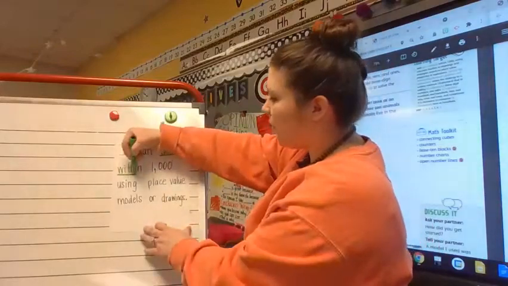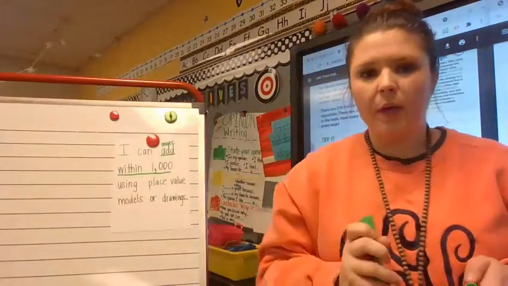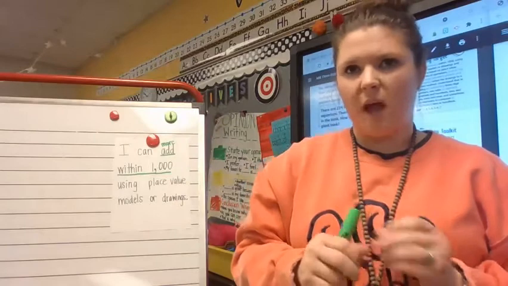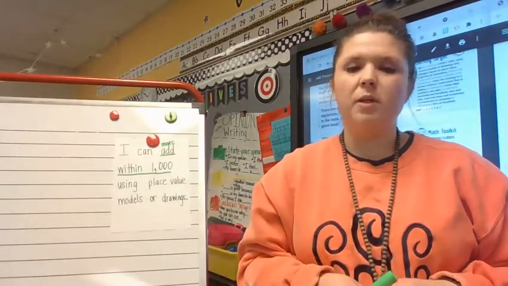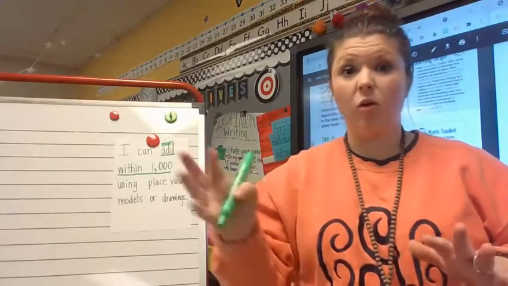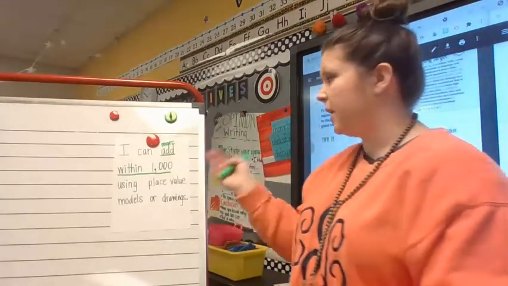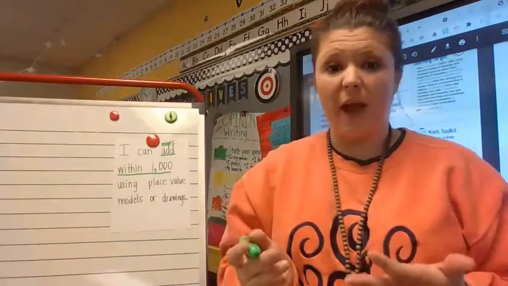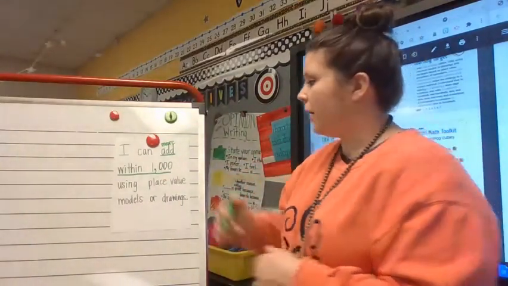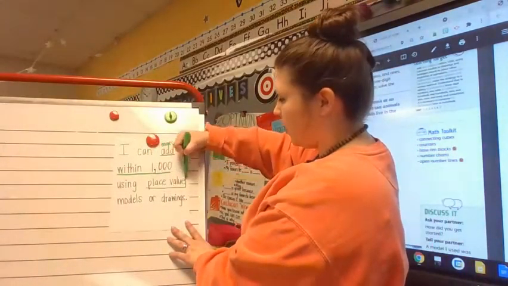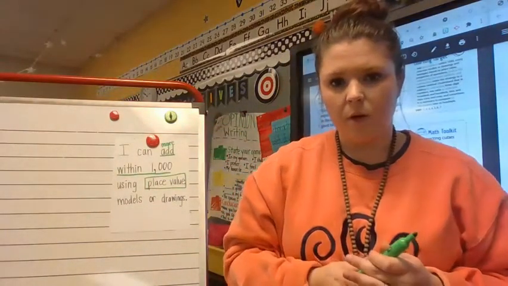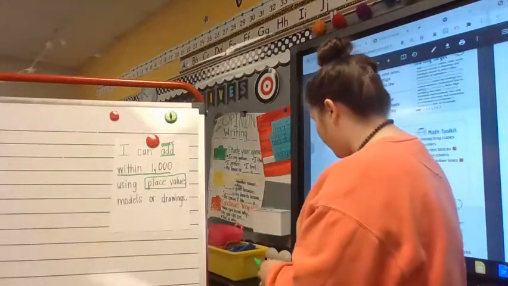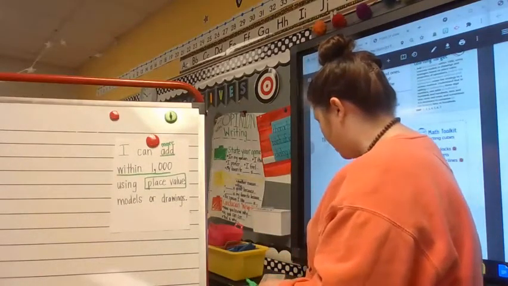Well, what about within 1,000? What do we know about that phrase within 1,000? Yes, all the numbers from 0 to 1,000, or less than 1,000, is a number that's within 1,000. Okay? All right, what about place value? We've talked about that a lot, haven't we? Remember, place value is the value of the digits.